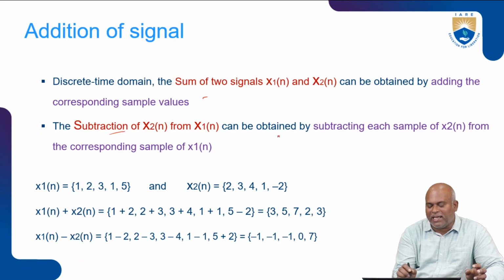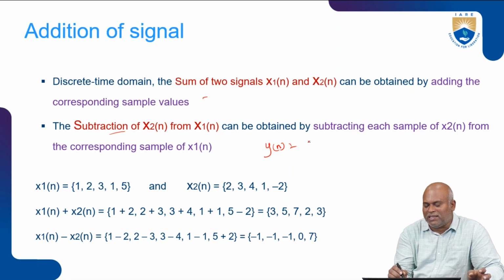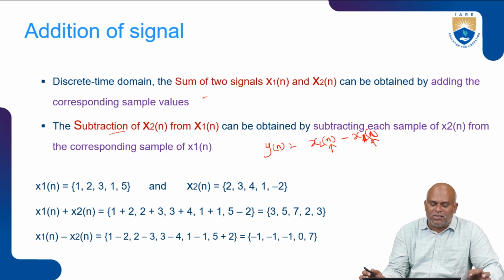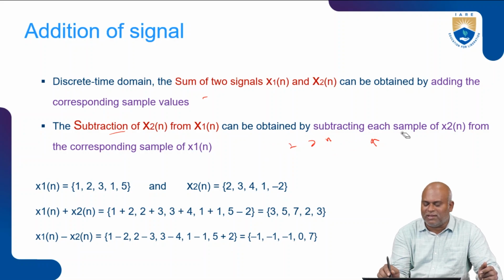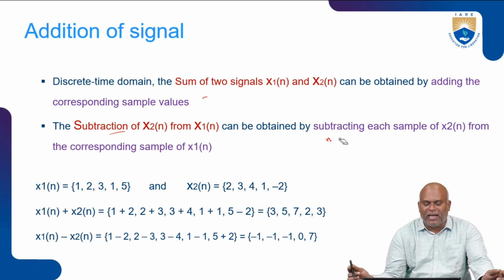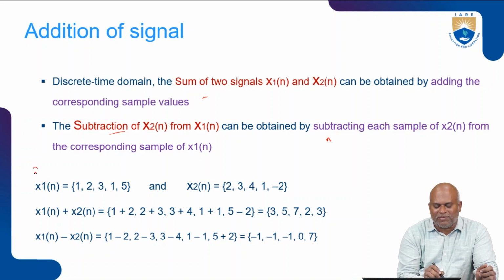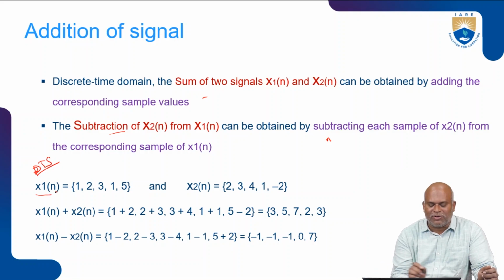How to represent it: here I have taken an example of a discrete time signal. Y of n is equal to x2 of n minus x1 of n. This means the nth discrete sample subtracts only with the nth discrete sample. So both signal addition as well as subtraction are possible for continuous as well as discrete time signals. Now here I take a discrete time signal example. Here I take x1 of n equal to 1, 2, 3, 1, 5 and x2 of n equal to 2, 3, 4, 1, 2.